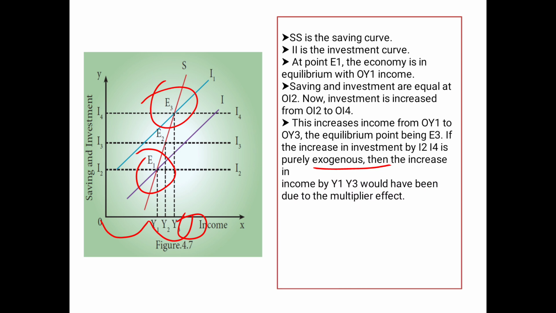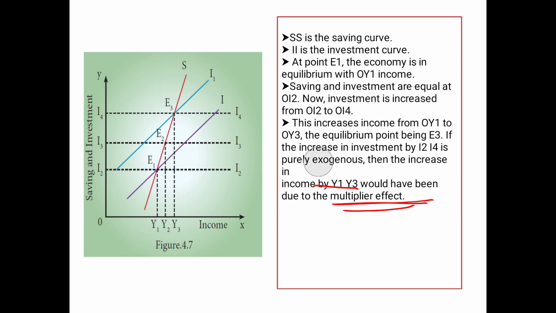Now when it has moved from Y1 to Y2, we call this the multiplier effect. When the investment has increased to I4, we call it exogenous, because of some external factors the investment has changed. Exogenous is nothing but external factors. What are the external factors? We can call them policy changes, saving patterns, or even bringing in new technologies. Such exogenous changes always take place.